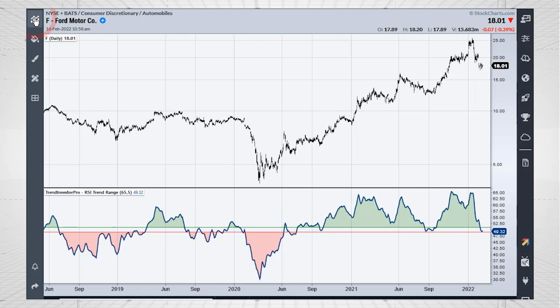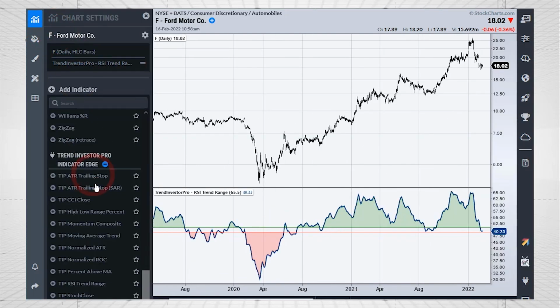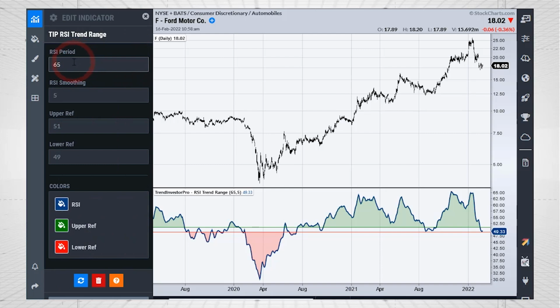So if I go over to the upper left and open up the chart settings, and then look at the individual settings here and click on that little icon, you can see 65 period RSI, 5-day smoothing. And then I put the upper reference at 51, because you've got a long RSI and a little bit of smoothing. So above 51, you're in the upper half of that range. RSI goes from 0 to 100, and you're clearly in an upward trajectory when you're above 50. And when you go below 50, you're in a downward trajectory. You're going to get whipsaws. Those are going to happen.